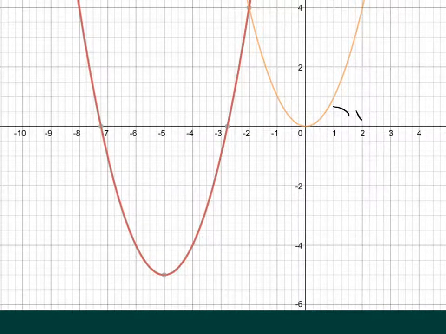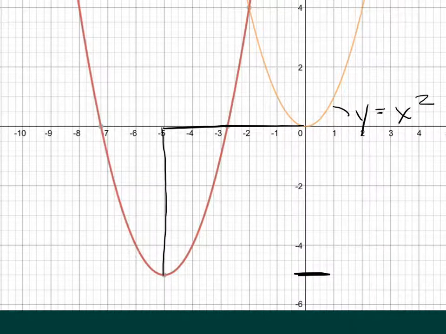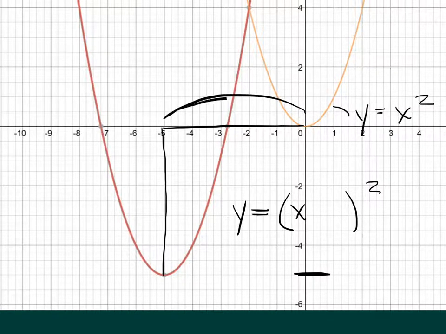Parent function is y equals x squared. This one has gone back 5. And down how many? 5. Yes, it's gone down 5. So your equation should be y equals the quantity squared of x, and then take care of this movement back 5 by putting plus 5. Then on the outside we'll put minus 5.